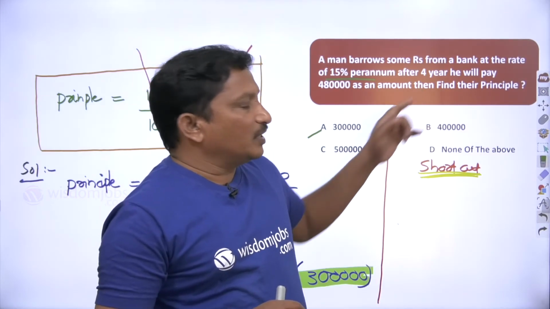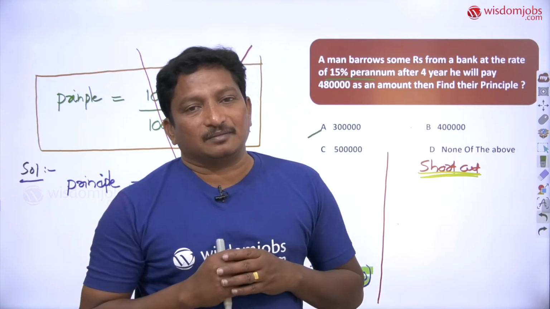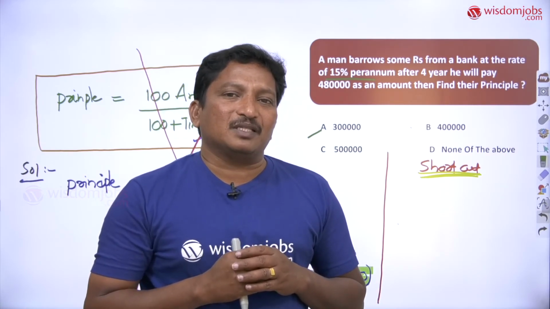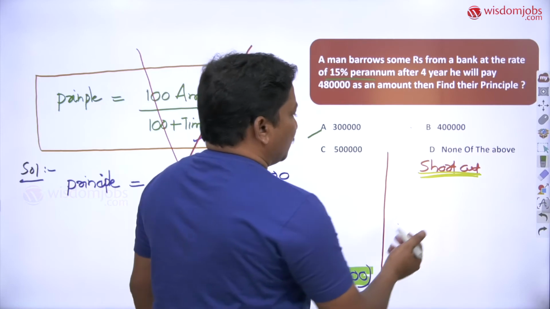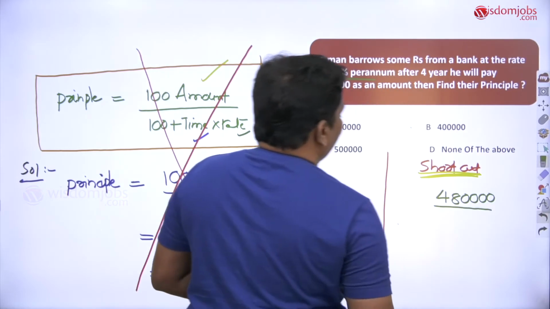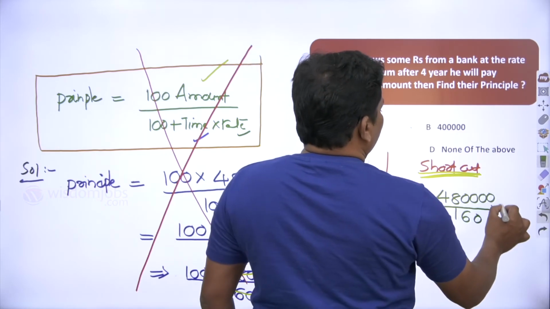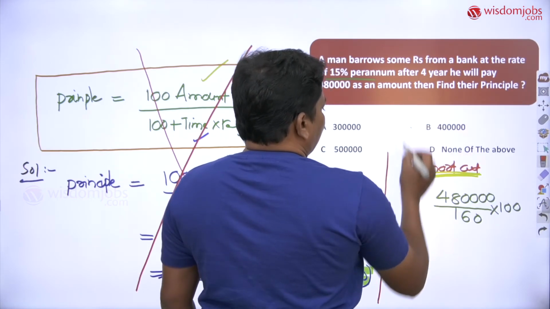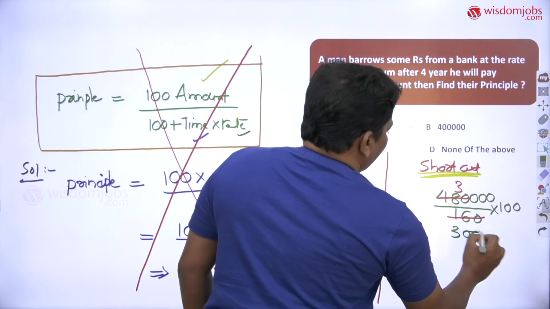But according to the question it is 4 years. For 1 year it is 15%, so for 4 years it equals 60%. The 60% is the interest on the principal value. Let us assume the principal is 100%. The 4,80,000 rupees is the amount, which equals 160 parts. You have to find what 100% is, so 4,80,000 over 160 into 100, cancelling the numbers, gives 3 lakh rupees.